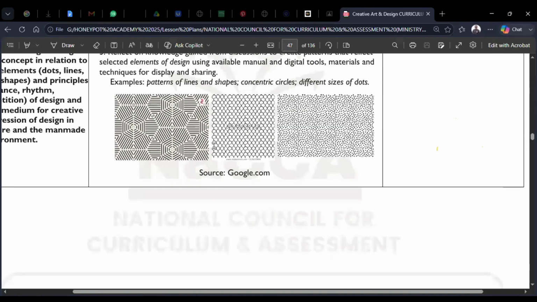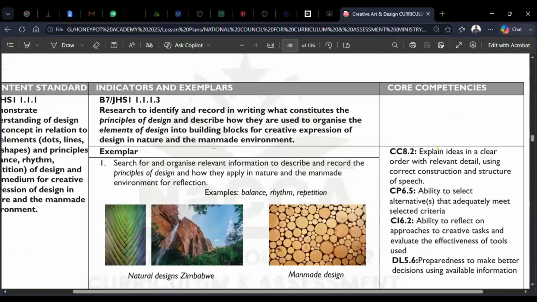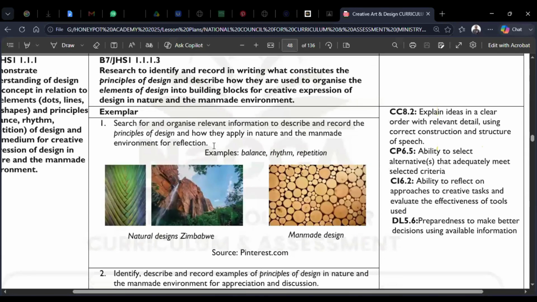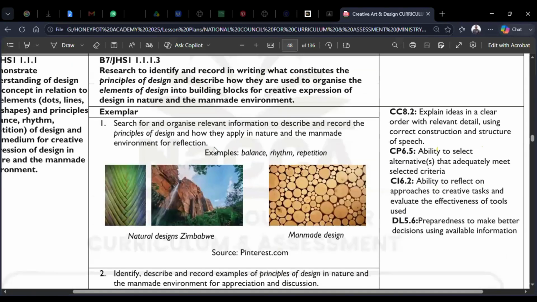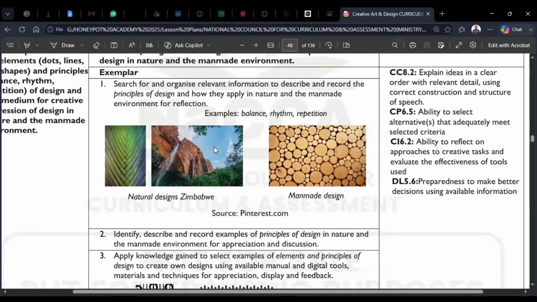So before we conclude, let's have a look finally at this. It's almost 9:40. Now, apart from elements of design, we have principles of design. Don't forget, we have principles of design. Now, under principles of design, we have the balance, we have the rhythm, we have the repetition, and so on and so forth.